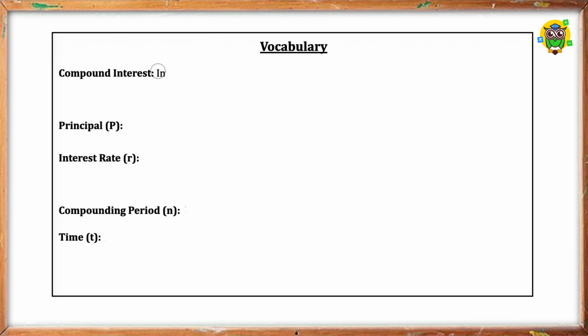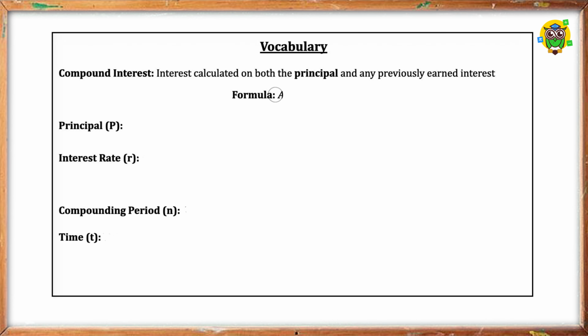Compound interest: interest calculated on both the principal and any previously earned interest. Formula: A equals P times (1 plus r over n) to the power of nt. Principal: our P value, the initial amount of money deposited or borrowed.